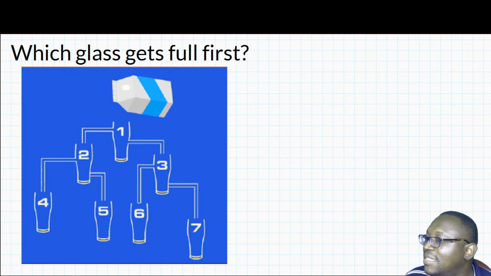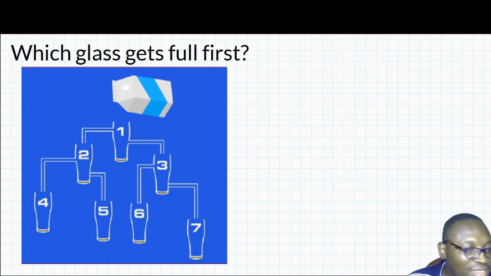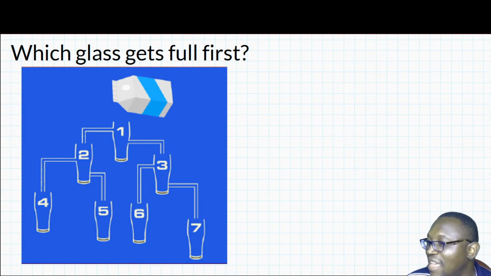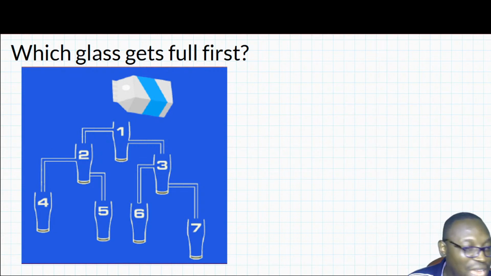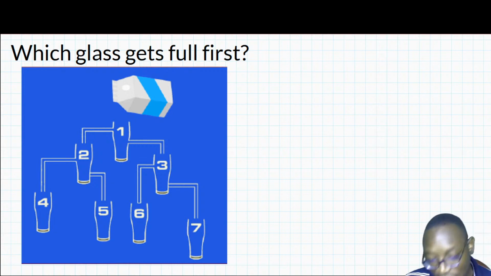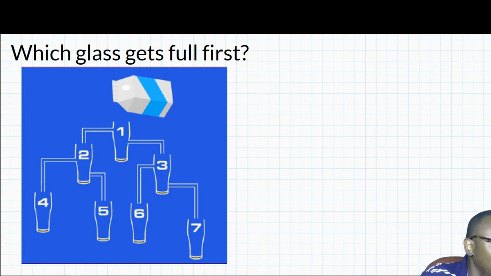I see 7, 7, 4, 7. Well, everybody's looking at 7. That's very interesting. So glass number 4. Okay. Let me just highlight a few things and see, 7 or 5. Let me highlight a few things for you to see if that would change your mind on your answer.